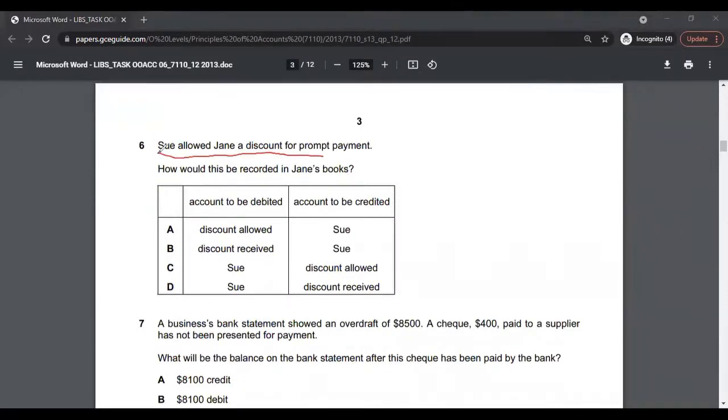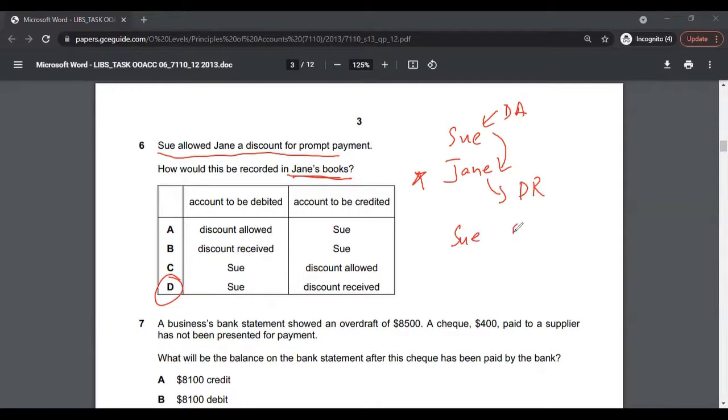Sue allowed Jane a discount for prompt payment. How would this be recorded in Jane's books? First you need to understand who is who. Sue and Jane are the two parties. We need to see the journal entry from Jane's perspective. Sue gave the discount. So for Sue, this is discount allowed, and for Jane, this is discount received. Discount received is credited. If you go through the options, it gives it away. So the answer to multiple choice 6 is option D.